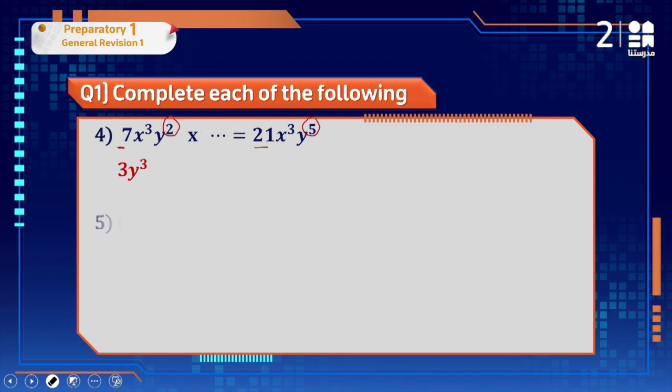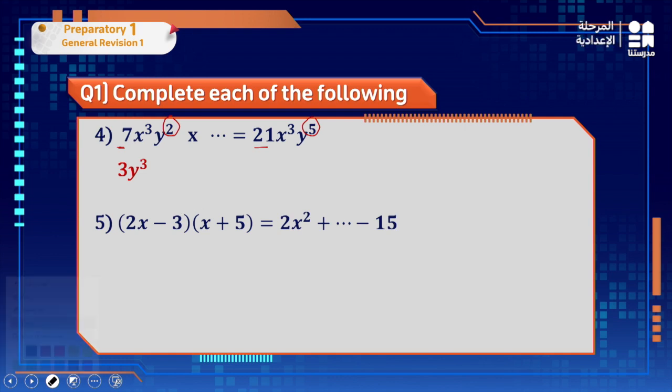And after that we have number 5: 2x minus 3 times x plus 5 equals 2x to the power of 2 plus a missing number in the middle minus 50. So the middle number we can get by multiplying the means, which are negative 3 and x, and also multiplying the extremes.